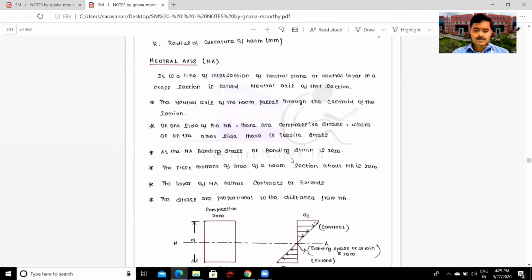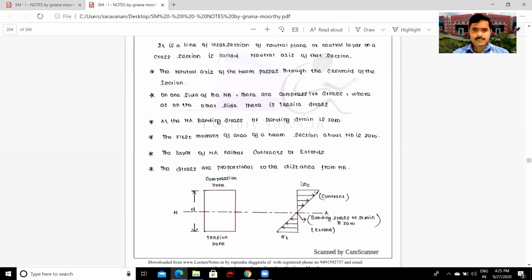Right. So today we will see what do you mean by neutral axis. So neutral axis is nothing but the line of intersection of the neutral plane or the neutral layer on the cross section. That is called neutral axis of the section. So the neutral axis of the beam passes through the CG, center of gravity of the section. So on one side of the neutral axis, there is compressive stress, whereas on the other side of the neutral axis, there will be the tensile stress.